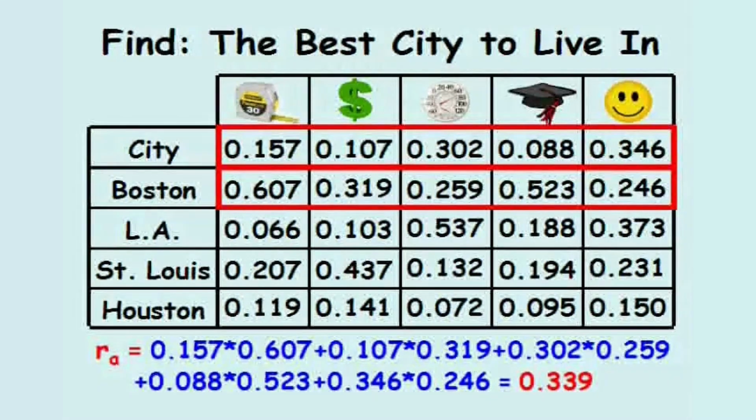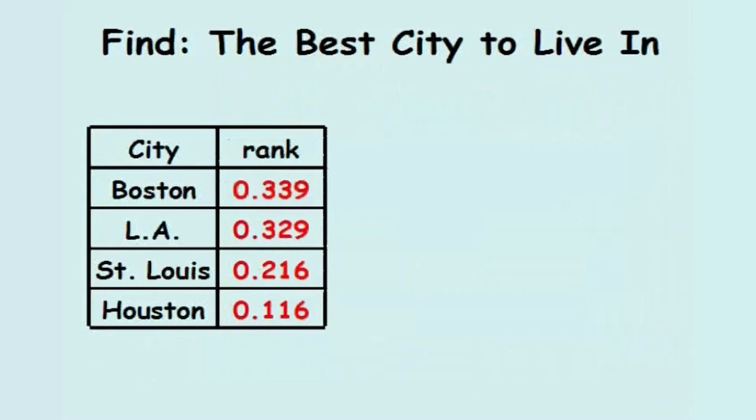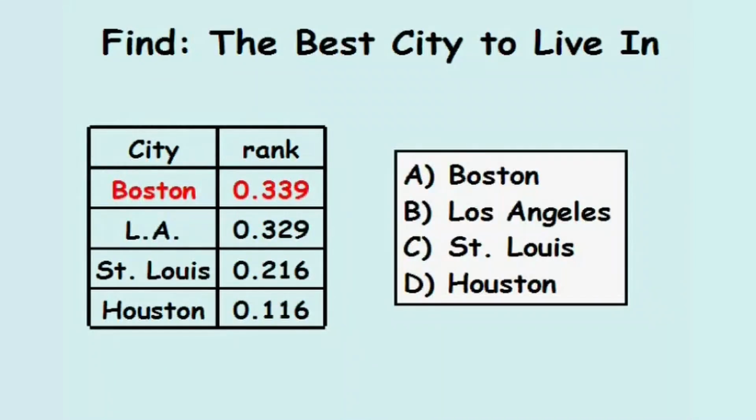The ranks are also calculated for Los Angeles, St. Louis, and Houston, based on the weights, relative priorities, and all other assumptions used in this problem. The best city to live in when moving from Philadelphia is Boston, and the answer is A.